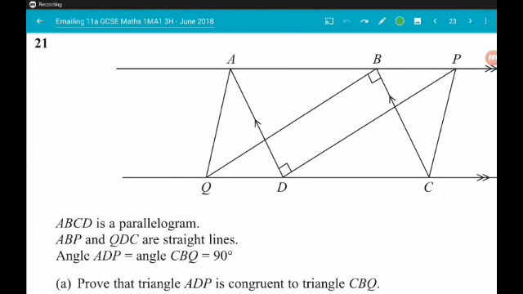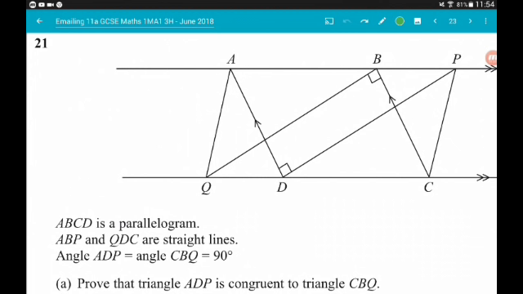Okay, question 21, the grand finale. So, ABCD is a parallelogram. We're told ABP and QDC are straight lines. Angle ADP is equal to angle CBQ, which are both equal to 90 degrees. We want to prove triangle ADP is congruent to triangle CBQ.